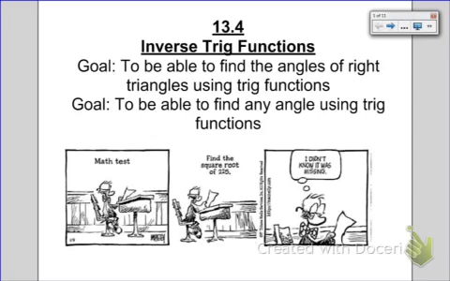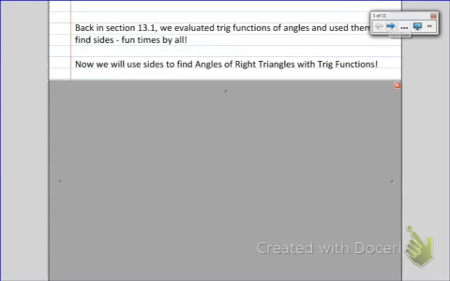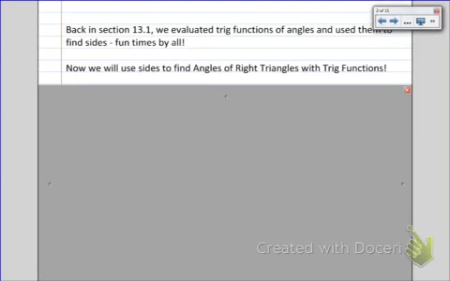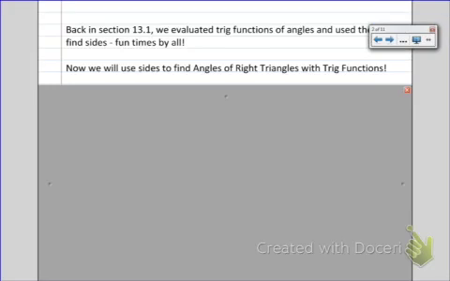Hopefully a little math joke to get you started there. Someone taking their math test. Find the square root of 225. And of course they're like, oh, I didn't know it was missing. Hilarious.